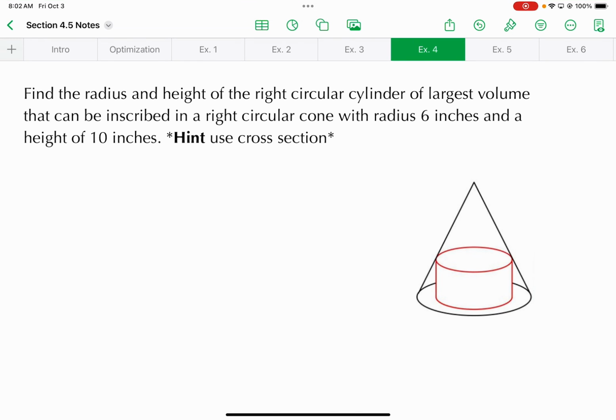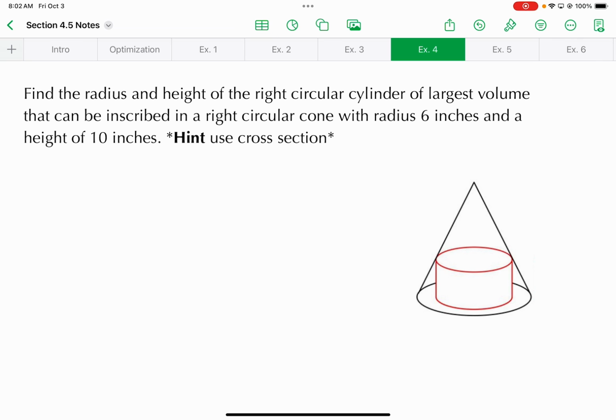All right. Find the radius and height of the right circular cylinder of largest volume that can be inscribed in a right circular cone with a radius of 6 inches and a height of 10 inches. So I've got a cylinder that's inscribed inside of this shape, kind of like how we did with the rectangle inside of a triangle. But now we're working with 3 dimensions, which makes it a little more difficult.